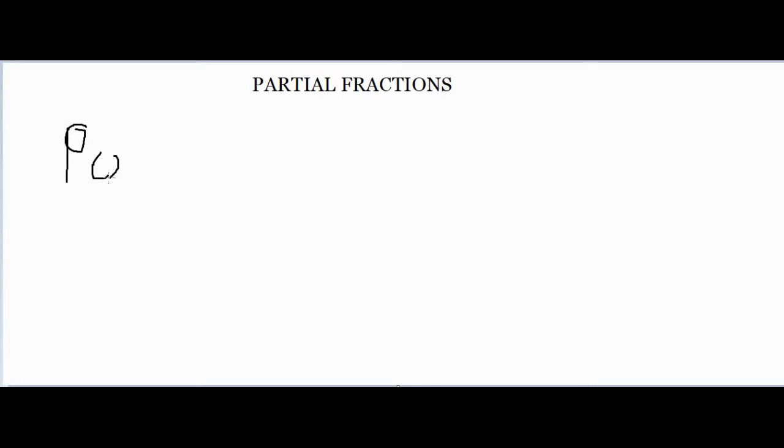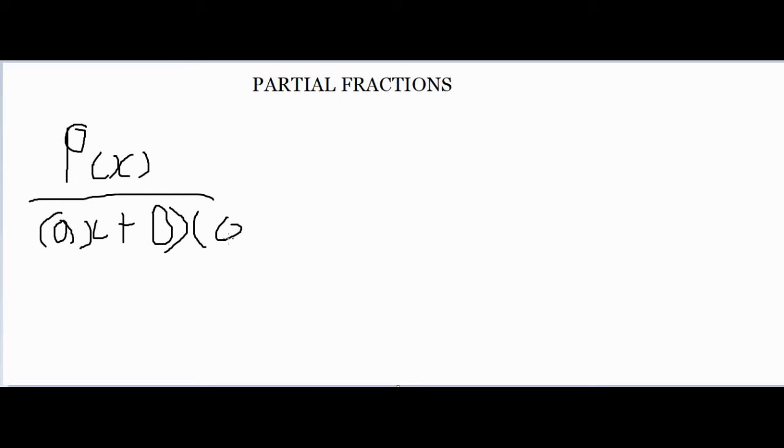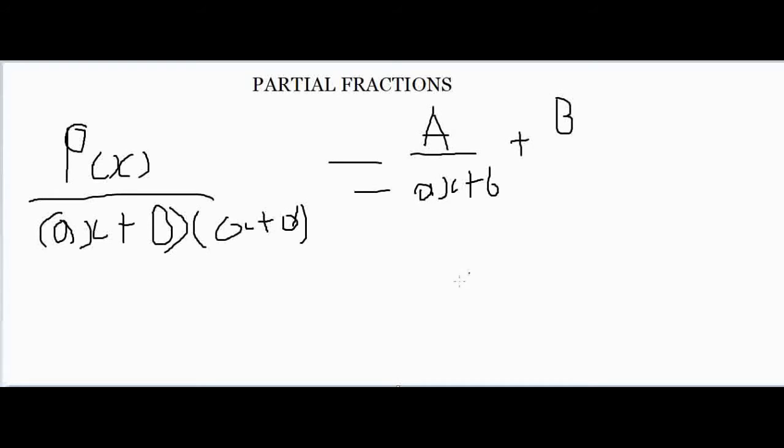p of x over (ax plus b) into (cx plus d) is equal to capital A over ax plus b, plus capital B over cx plus d.